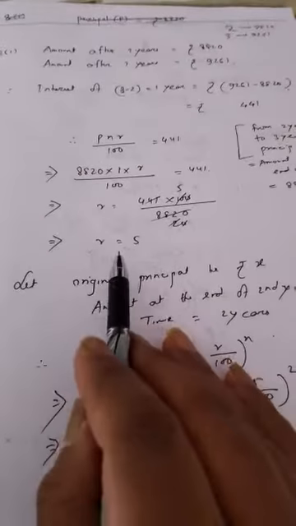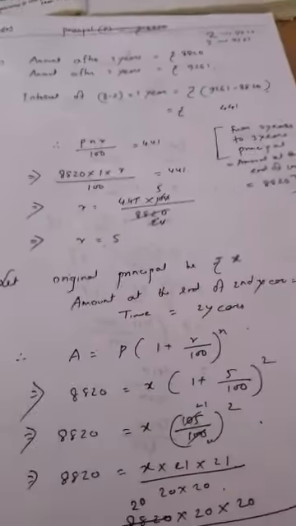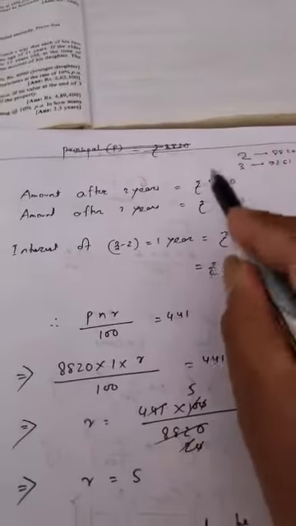So you got R. Now you have to find the original principal. That means the principal at the beginning. This is the principal for the third year, not for the beginning.